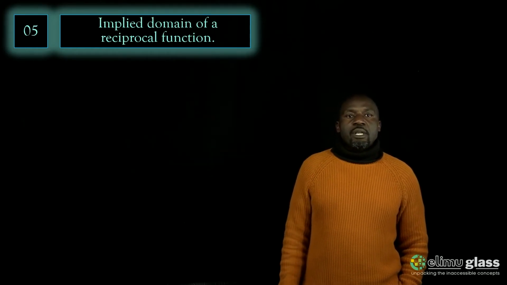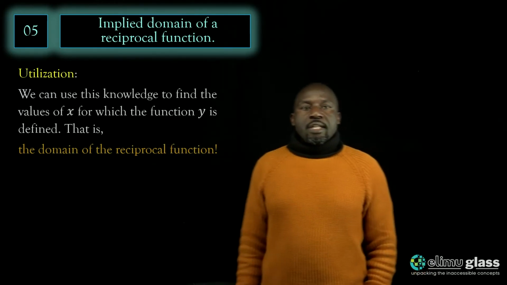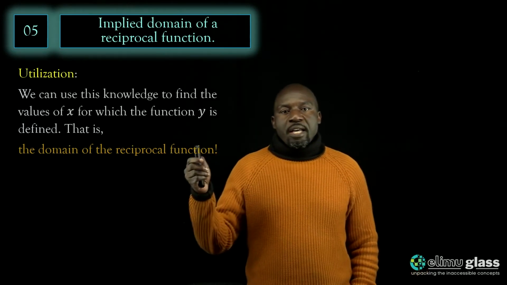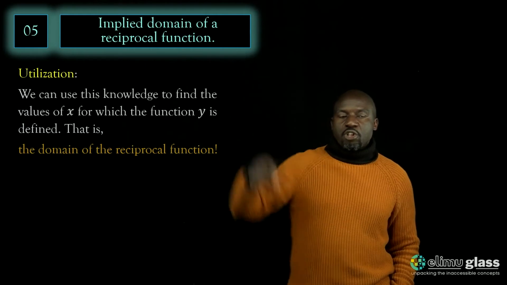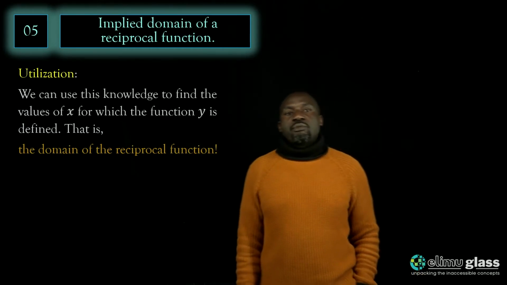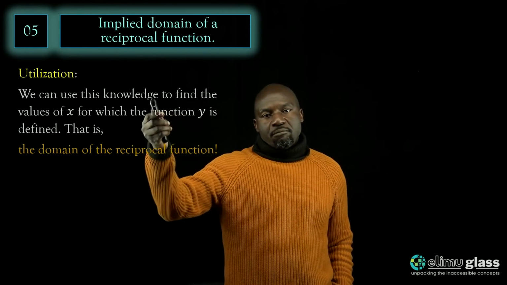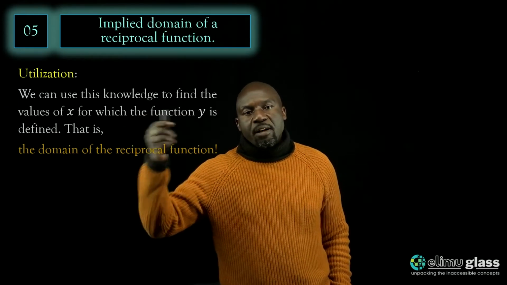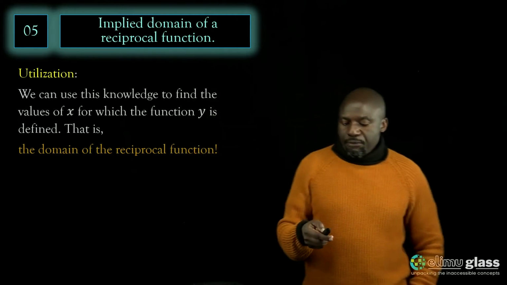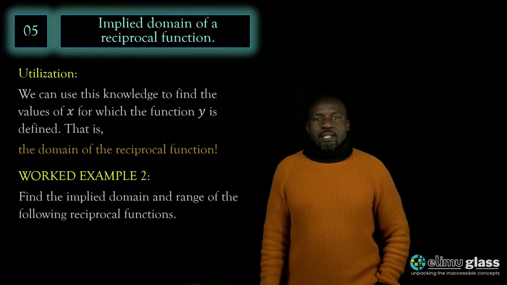Let's use that rule. We can use this knowledge to find the values of x for which the function y is defined. So, remember the function we were looking at, the reciprocal function. We can use this idea to determine values of x for which a reciprocal function is defined. In other words, we can use this rule to find the domain of the reciprocal function. As a matter of fact, the implied domain of a rational or reciprocal function. Okay? Here is a worked example.